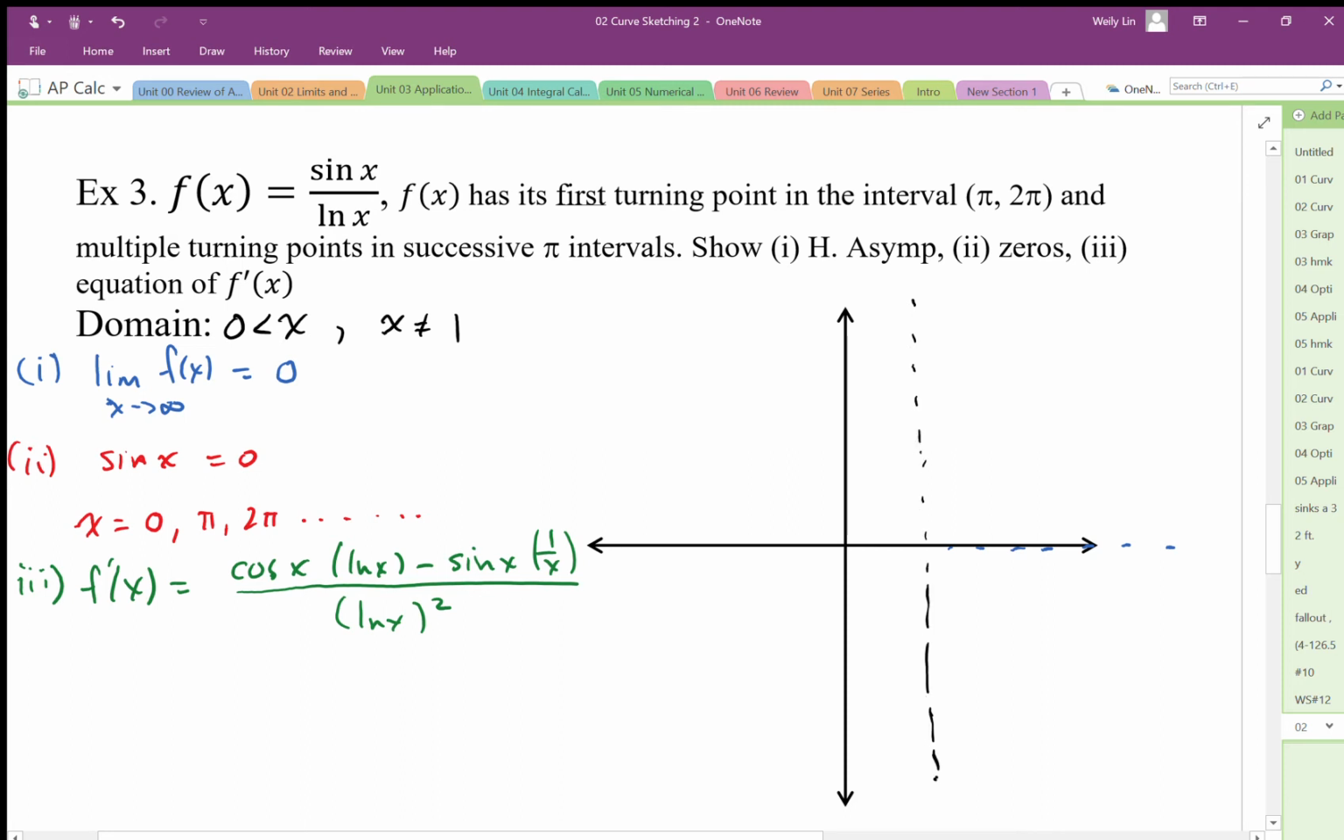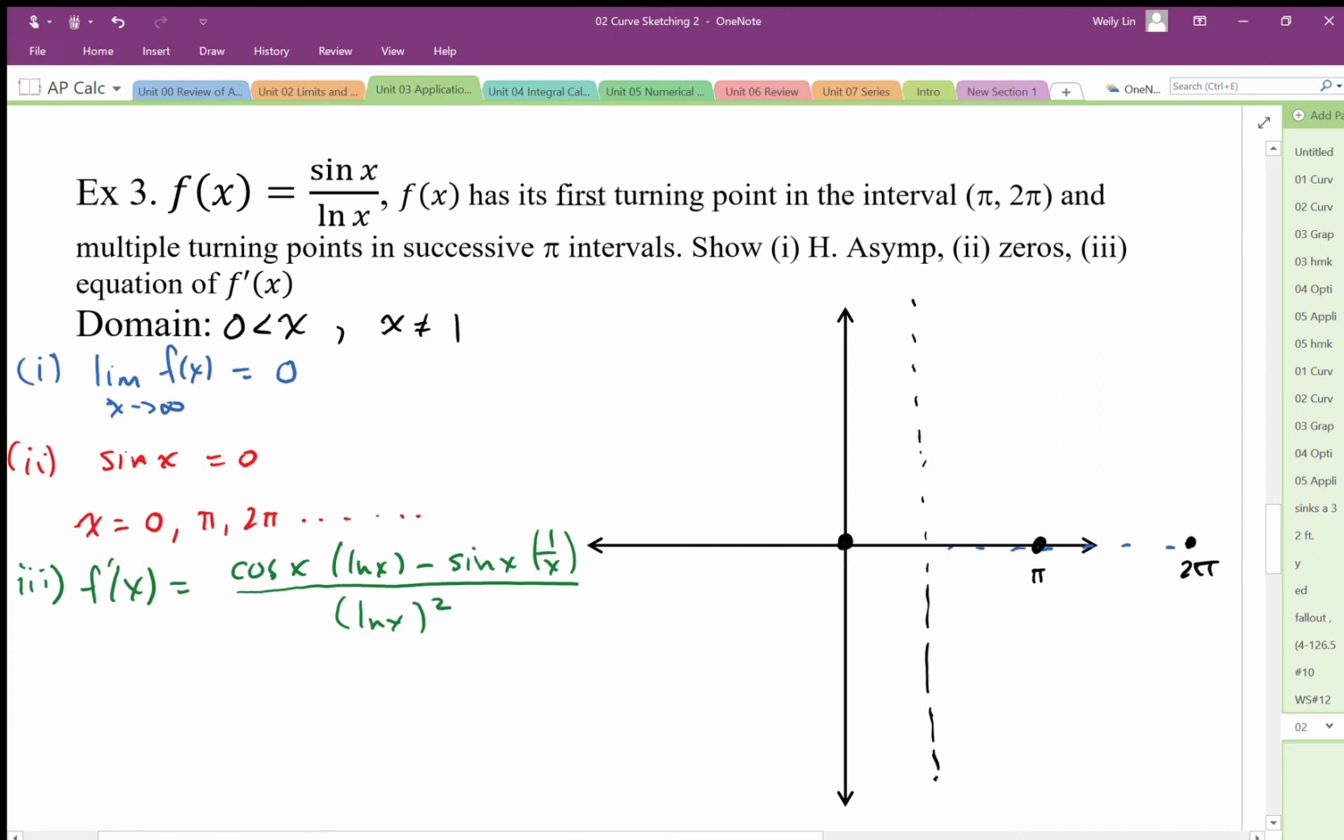Okay, so let's start graphing this. We have a 0 at 0. Okay, we have another 0 at pi. Pi, let's say, is right about here. Okay, and we have 2 pi over here. And this graph actually is going to go through the asymptote multiple times, but it's just going to get closer and closer. The bumps are going to get smaller and smaller as we do this.